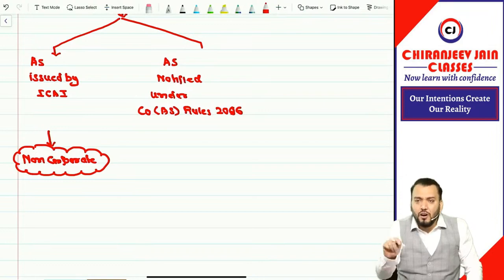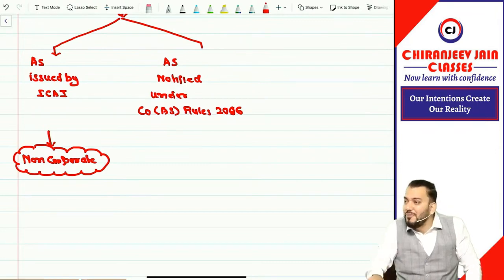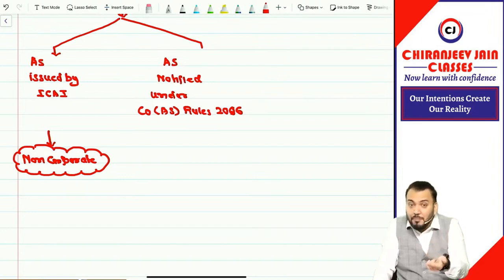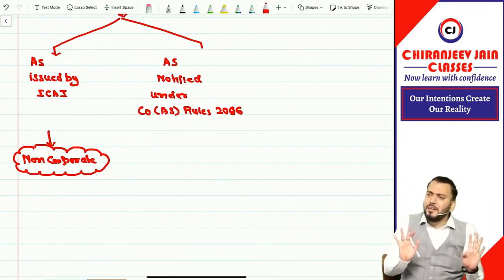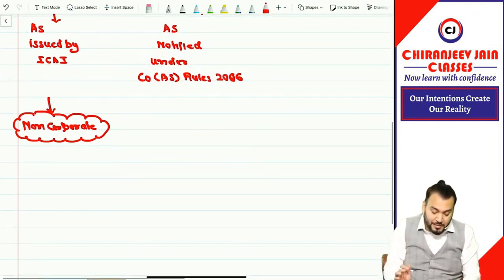Means if you are doing any audit of any partnership firm, automatically that should be complied with the requirement of what? Accounting standard. I hope you are understanding. And if you are not complying with the requirement of accounting standard for the preparation and presentation of such financial statement, you are guilty of professional misconduct. I hope you are understanding. So indirectly it is applicable. Correct.